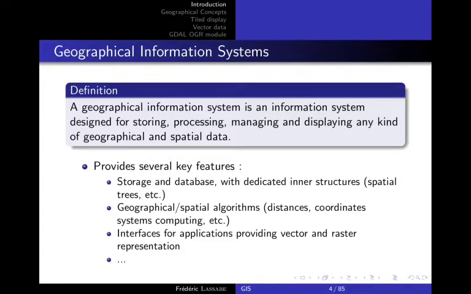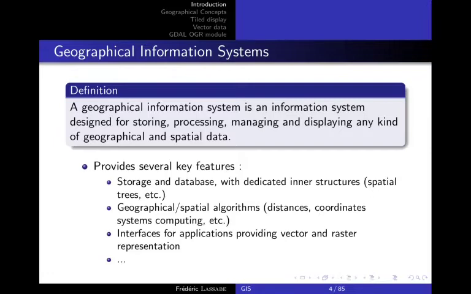So now let's define geographical information systems. A geographical information system is an information system designed for storing, processing, managing, and displaying any kind of geographical and spatial data. So it provides several key features, which are storage and database with dedicated inner structures. A regular database will link and index semantics of the data. Here we have to add spatial semantics, which are not in the semantics of the usual database, so you have to add spatial indexing and so on.